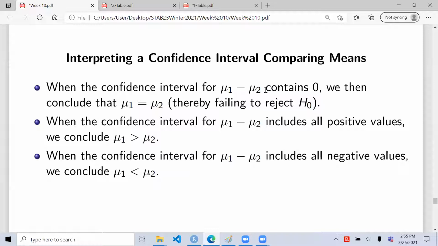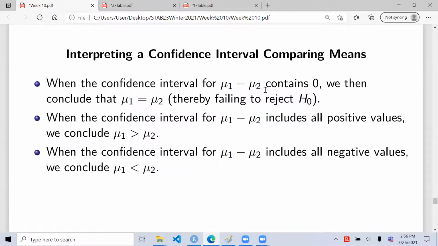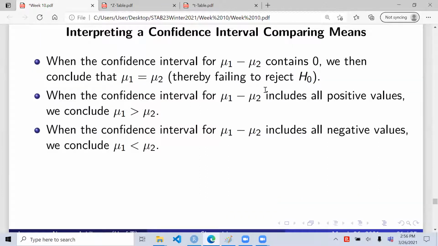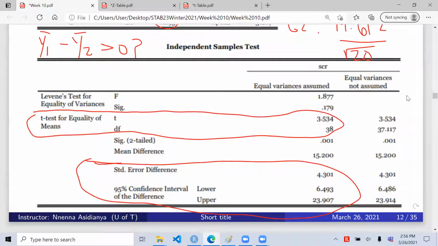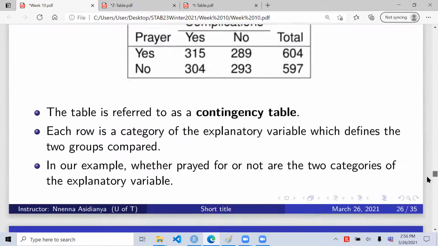But if your interval contains all positive values or all negative values, then you have evidence. And I want to point out that in the experiment example, we had the interval, something like 6.493 to 23.907, so let's say 6.49 to 23.91, right? So in our example for the experiment, we had the following.